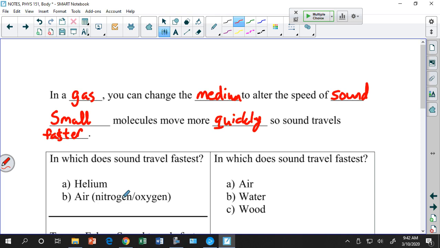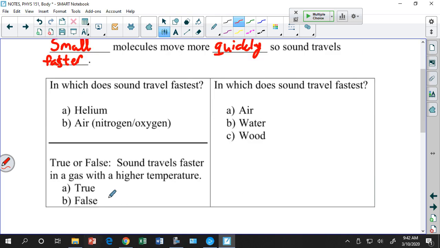So let's try some of these. We're going to try this first top one. In which of these does sound travel faster? Does it travel faster in helium, right here on the periodic table, or does it travel faster in air, which is a mix mostly of nitrogen and oxygen? In which of those does sound travel faster, in helium or in air, which is nitrogen and oxygen?